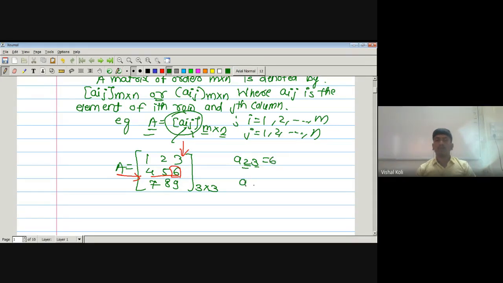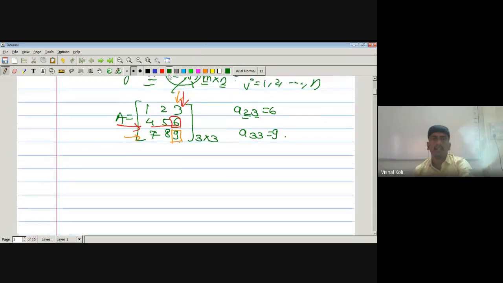Similarly, if we have to find a33, then we have to find the element of the third row and third column. This is the third row and this is the third column, and 9 is the element of the third row and third column. In this way, we can find any element of a given matrix. So this is the definition of a matrix.